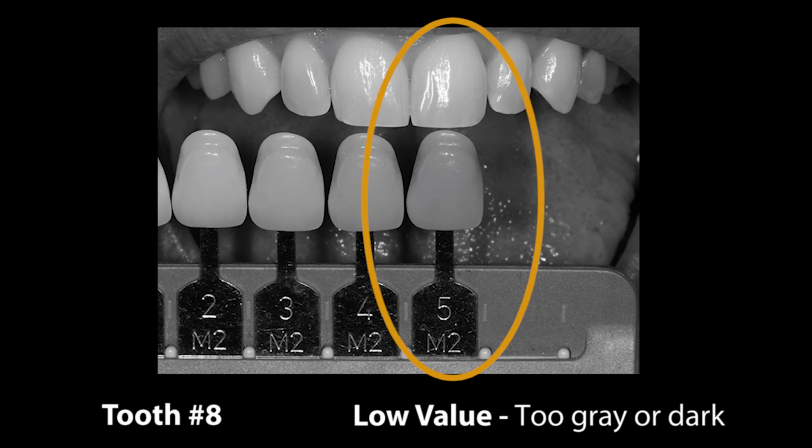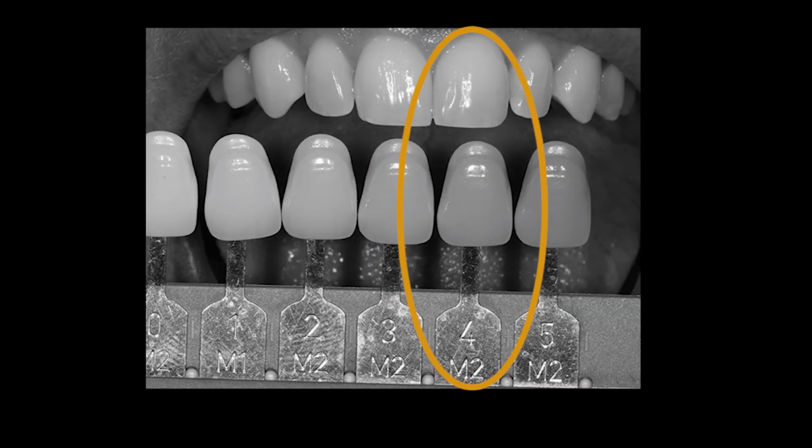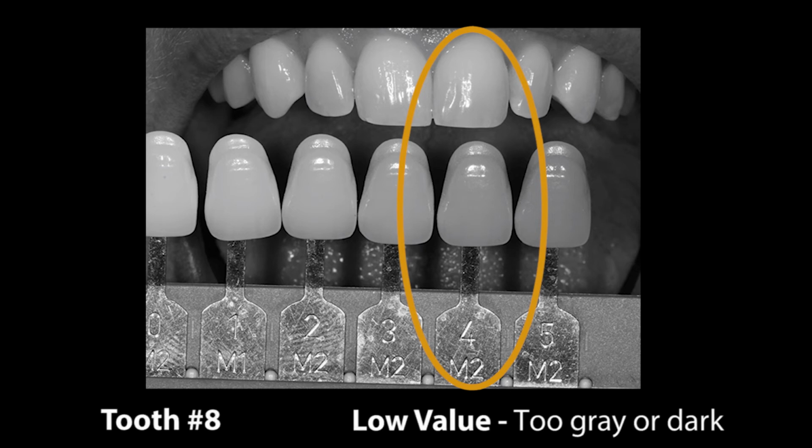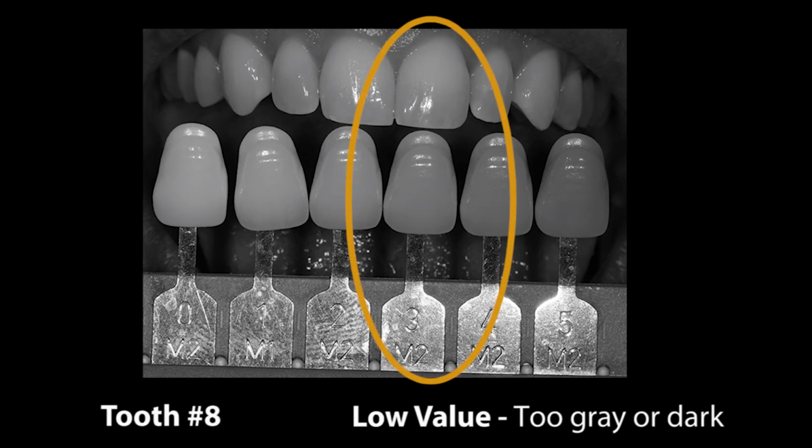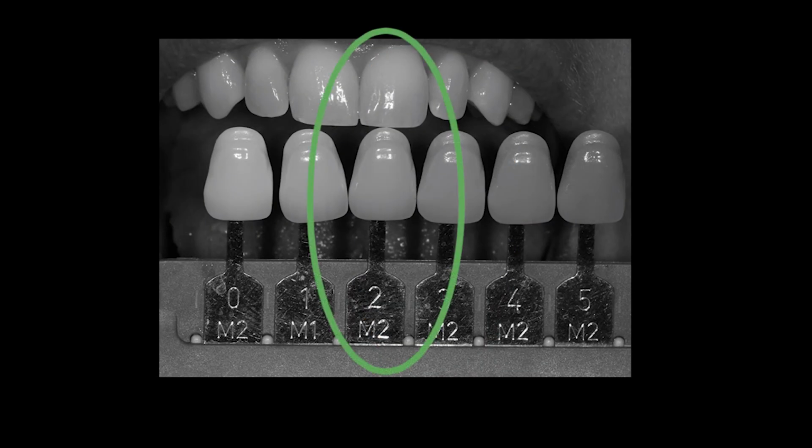So now let's move down the scale and look at the 4M2 shade tab. Now what do you see there compared to that natural tooth? Obviously, same thing, too gray, too low in value. And we're going to keep sliding down that shade tab. 3M1 or 3M2. What do you see there? I still think that's too low in value. It's too gray. So we slide down to the 2M2. Now we're starting to get an element where I think we're getting close.